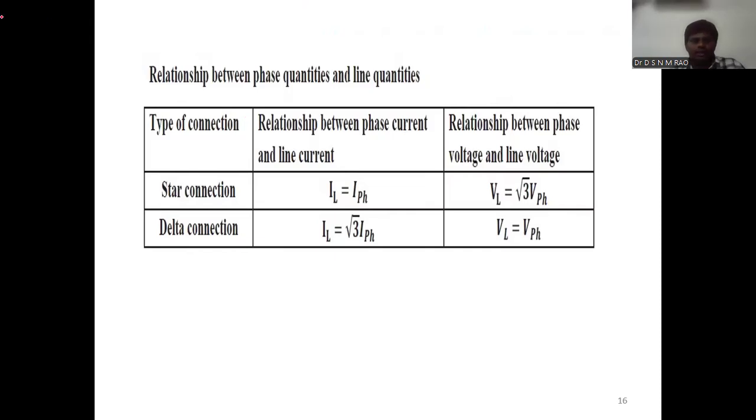Here we can conclude the type of connection, the relationship between phase and line currents, and the third column represents the relationship between phase and line voltages. For the star connection system, line current equals phase current, and line voltage equals root 3 times phase voltage. Similarly, for the delta connected system, line current equals root 3 times phase current, and line voltage equals phase voltage. Thank you.